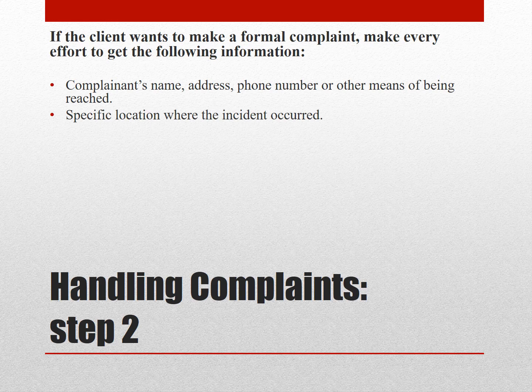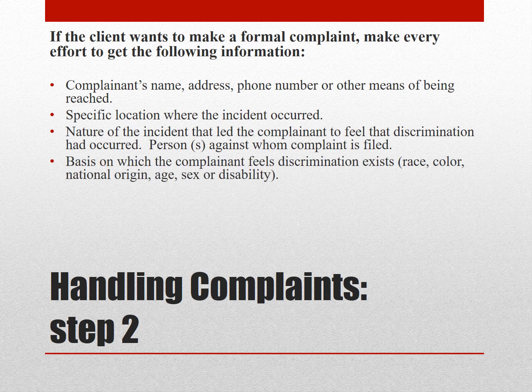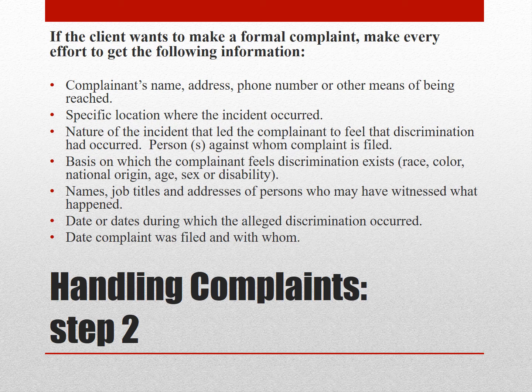The specific location where the incident occurred, the nature of the incident that led the complainant to feel that discrimination had occurred, and the persons against whom the complaint is filed, the basis on which the complainant feels discriminated against, so by race, color, national origin, age, sex, or disability, the names, job titles, and addresses of persons who may have witnessed what happened, the date or dates during which the alleged discrimination occurred, or if it continued over a period of time, during which time period did it take place, and lastly, the date the complaint was filed and with whom.